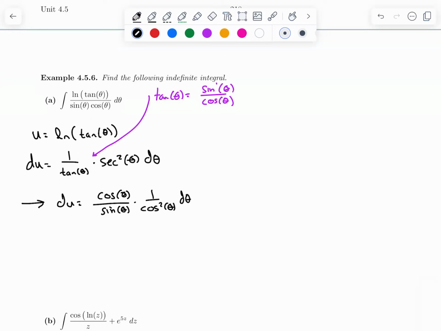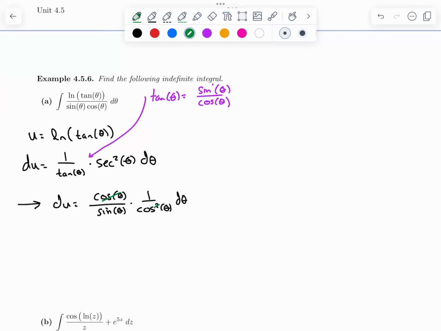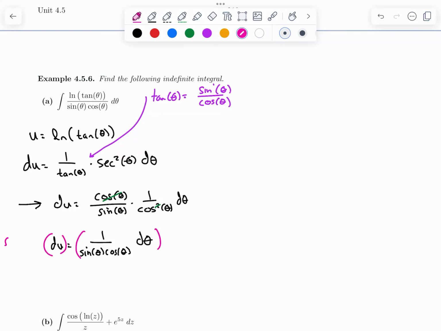And one of the cosines cancels here just by simplification, because remember, we're solving for d theta. If we're gonna use something, we want to simplify it first. So we'll cancel one of those factors. We get that du is equal to 1 over sine theta cosine theta d theta. And so what we would do is multiply both sides by sine theta cosine theta, cancel it on the right and get d theta is equal to sine of theta cosine of theta du.